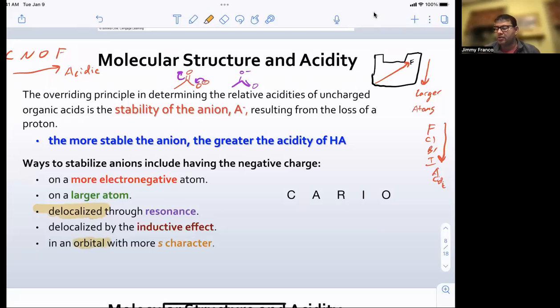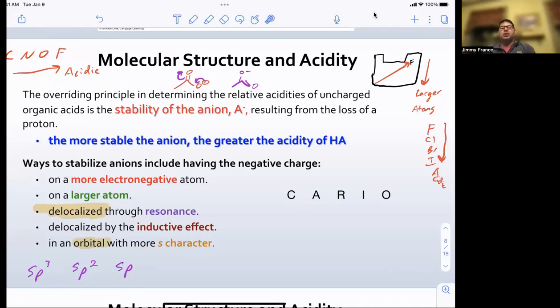If you remember s character, if we talk about orbitals, the three that we've spent some time with are sp3, sp2, and sp. You remember this with the hybridization? The more s character you have, the more acidic. Meaning that if you have a carbon atom or some atom that's sp, it's going to be more acidic than the same atom that's sp2 or sp3.